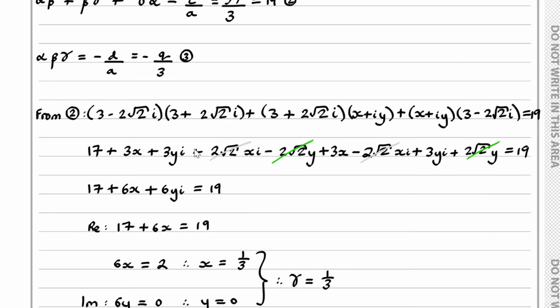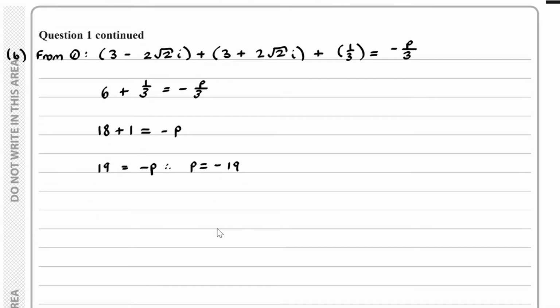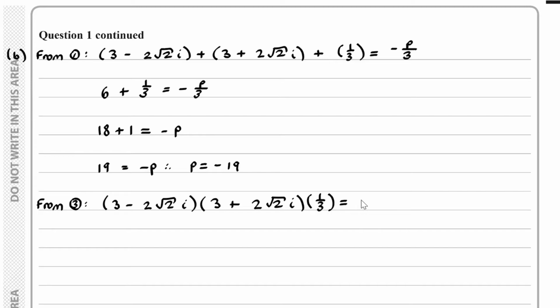And now if we use equation number 3 to find out what q is, so using the product of the roots, from equation 3, we've got 3 minus 2 root 2i, so that's alpha, multiplied by beta, which is 3 plus 2 root 2i, times by gamma, which is 1/3, and all of this is equal to minus q over 3.